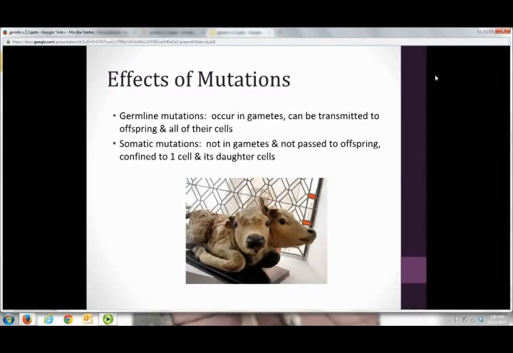The effects of mutations can depend on where they occur and how early they occur in the organism. Germline mutations are going to be ones that occur in the gametes or your sex cells. These can be transmitted to the offspring and all of their cells. So if an organism is fertilized with a sperm that has a mutation in it, all of their cells will carry that mutation. The somatic mutations tend to have a little bit better outcome. They're not in the gametes, and these don't get passed to the offspring. Instead, they're confined to the one cell and all of its future daughter cells.